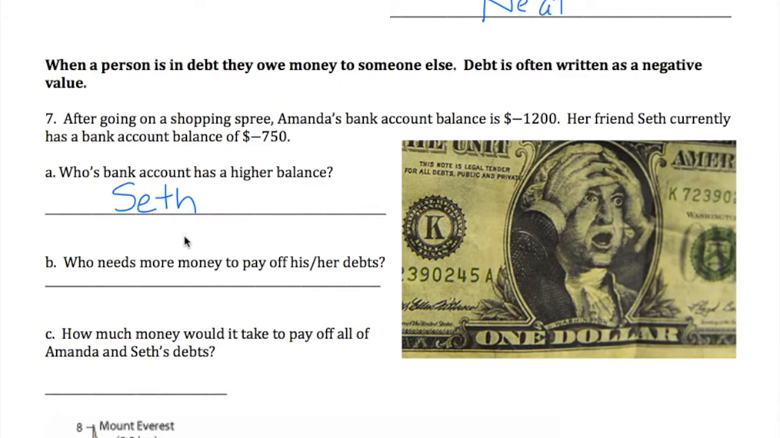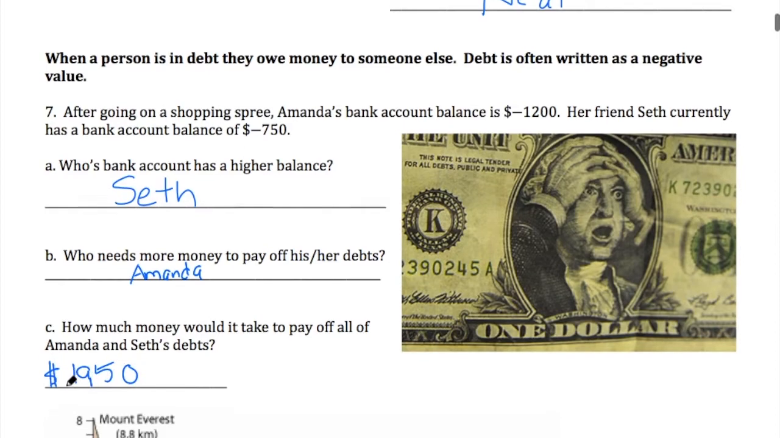So who needs more money to pay off his or her debts? Well, that would be Amanda. She needs a total of $1,200 to pay off her debt. So how much money would it take to pay off all of Amanda and Seth's debts? Well, it would take $750 for Seth and $1,200 for Amanda, so it would take a total of $1,950 to pay them both off.